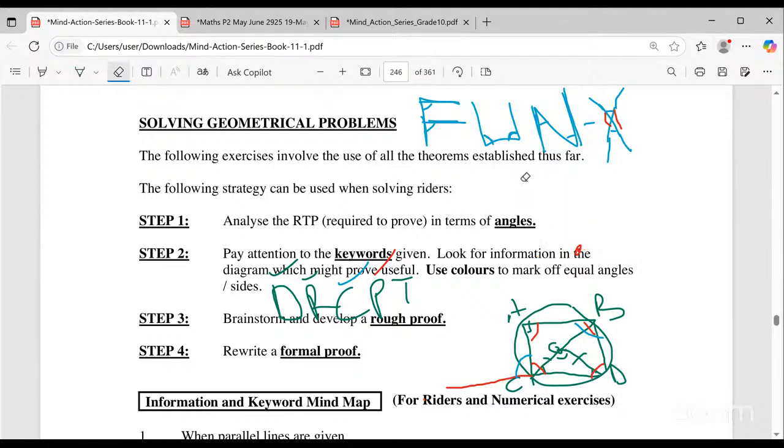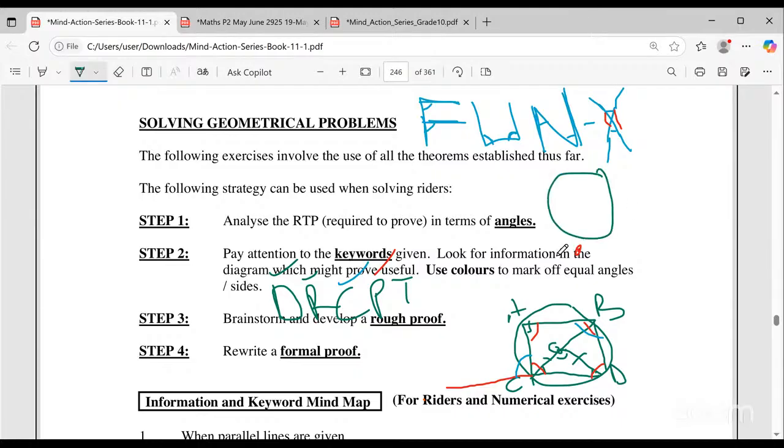Now let me just redraw it. This is the circle, this is the tangent, this is the radius. If this is the radius and this is a tangent, at the intersection there will be perpendicularity. The radius will be perpendicular to the tangent. Then you are done analyzing.